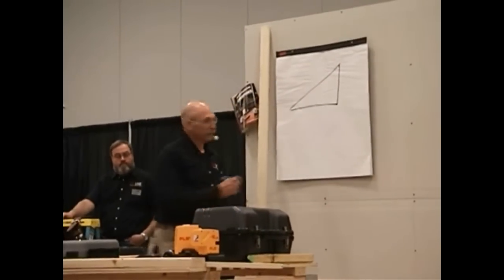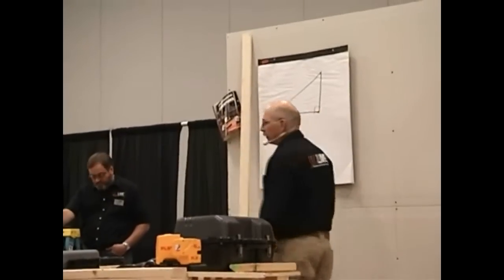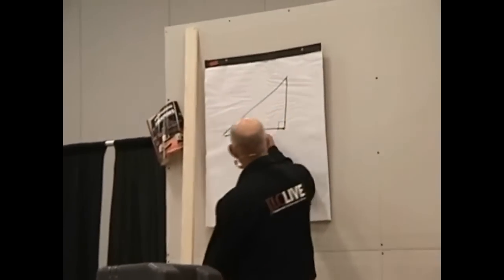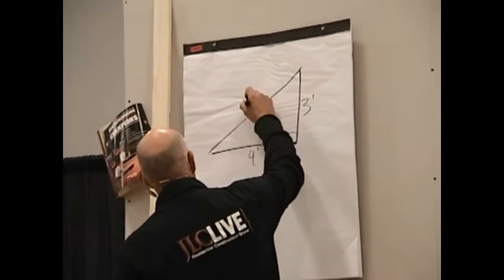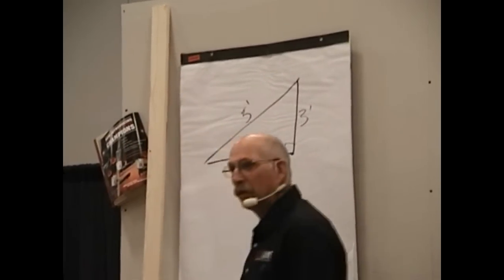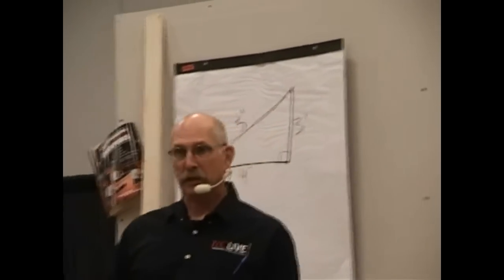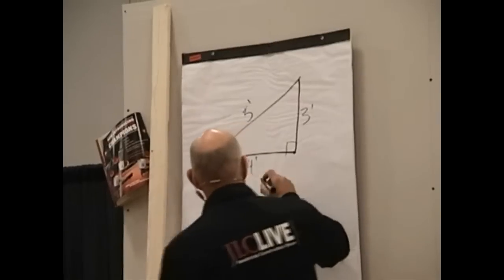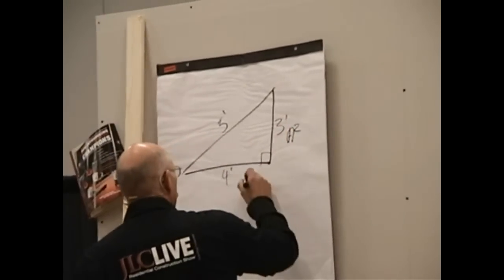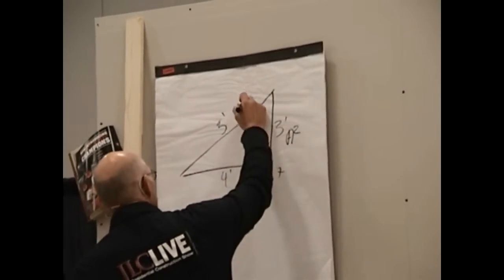Now it's based on the premise, right? There's our right triangle. We're looking for this 90-degree angle right here. 3, 4, 5. If this is 4 feet, that's 3 feet, this has to be 5 feet. That goes back to the Pythagorean theorem, and the formula for that is a squared plus b squared is equal to c squared.